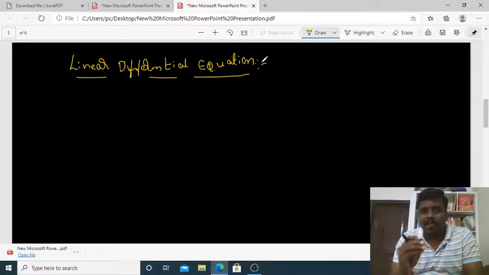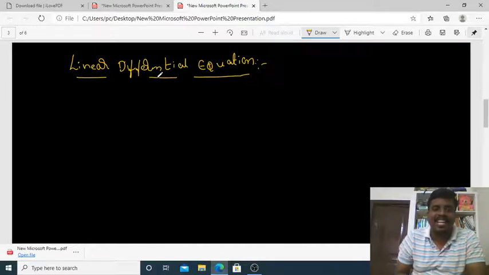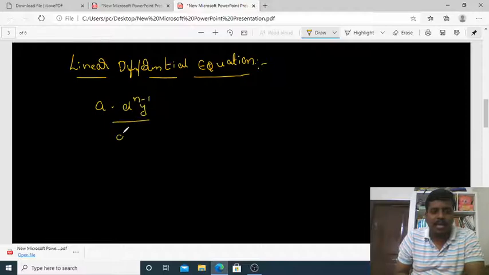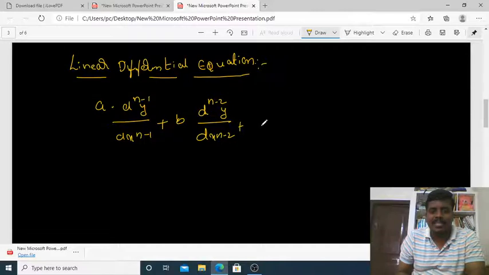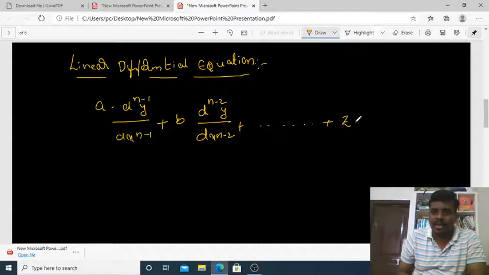I am explaining one more time. A differential equation having a single dependent variable and its derivatives, but not their product together, is called a linear differential equation. For example, a into d power n minus 1 y by dx power n minus 1 plus b into d power n minus 2 y by dx power n minus 2, and so on, plus lastly z into y equals to 0.